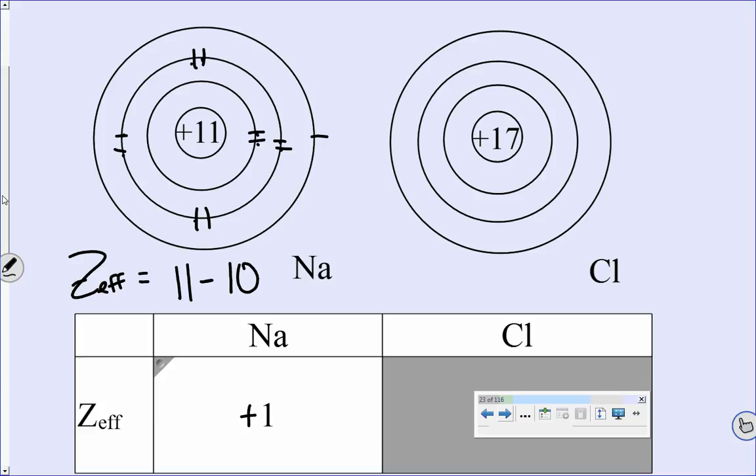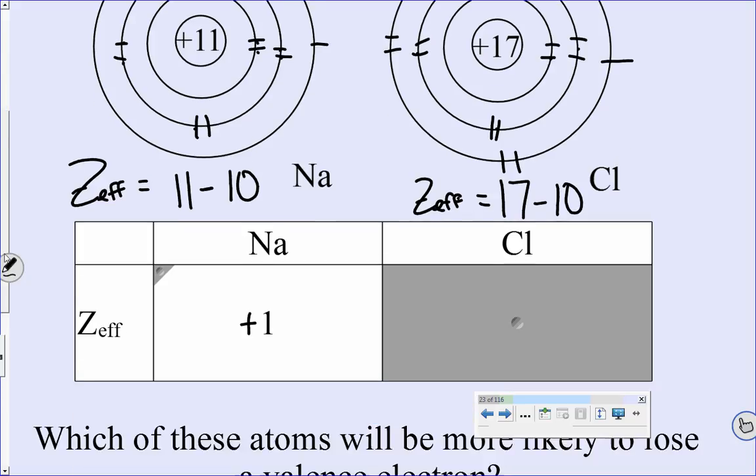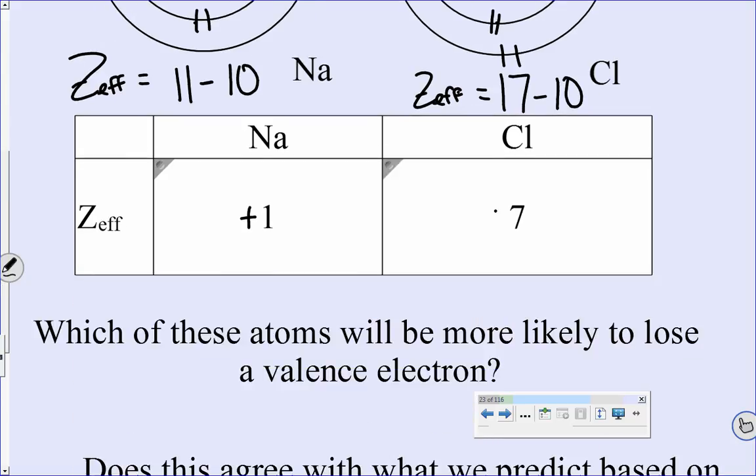If we look over on the other side and we look at chlorine, which is 2, 8, 7. So we're going to do our number of protons minus our non-valence electrons. So 2, 4, 6, 8, 10. This gives us an effective nuclear charge for chlorine of positive 7.